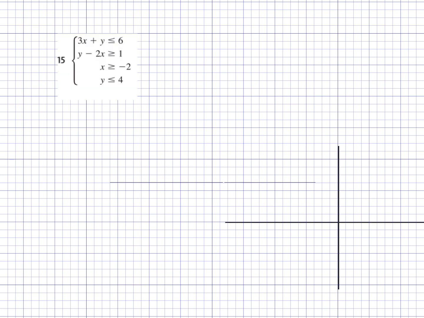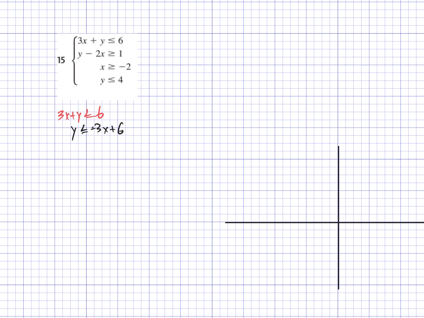All right, number 15. Okay, so we have a whole bunch of things here. That's okay. We just need to look where there's quadruple shading in the end. So let's do the first one. 3x plus y is less than or equal to 6. Let's do this first one in black. Subtract 3x. And then we have our first one.